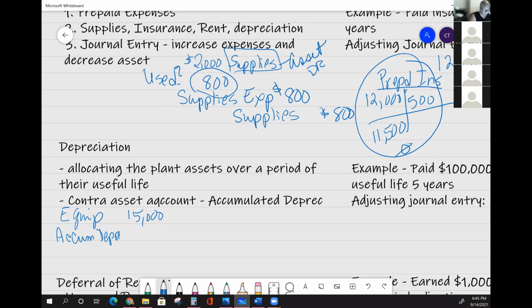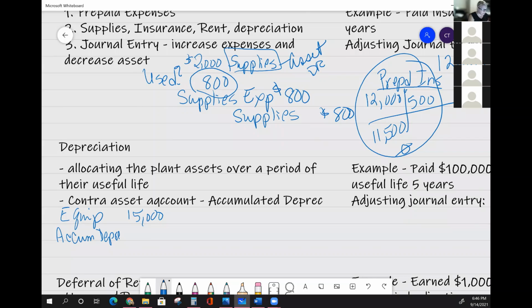It might say equipment. A lot of times they're just lumped together. So you might have multiple assets. And then the accumulated depreciation will show as just one lump sum. It won't show under each one. But a lot of times on a company's books, in the chart of accounts, each contra asset account will have its own account for each fixed asset that you have.